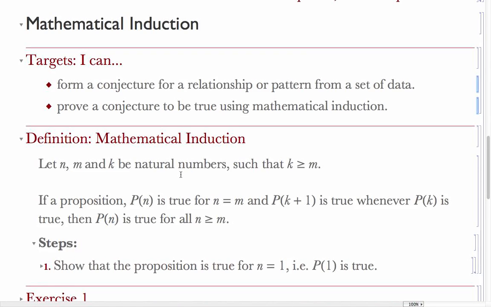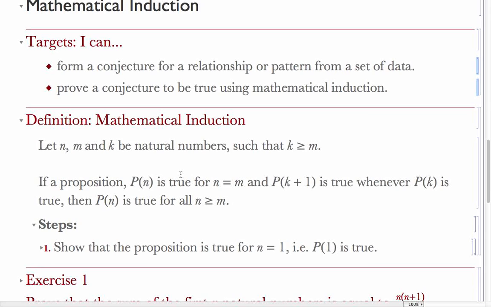But here are the steps. We want to show that the proposition is true for some starting value. Now often we start with n equals 1, but that doesn't have to be the starting value. But we want to show that the proposition in question is true for a starting value, in this case n equals 1. That is to say, P of 1 is true.